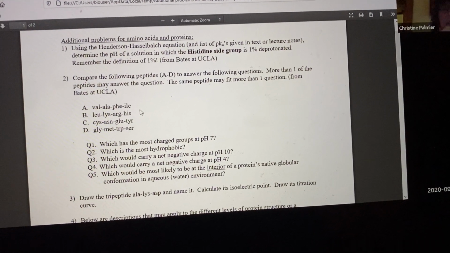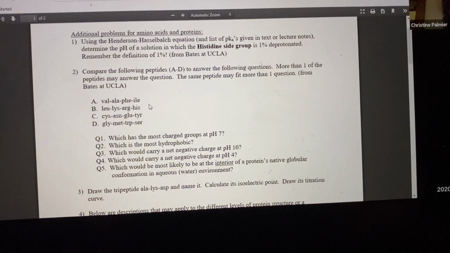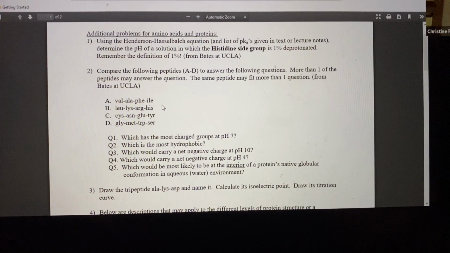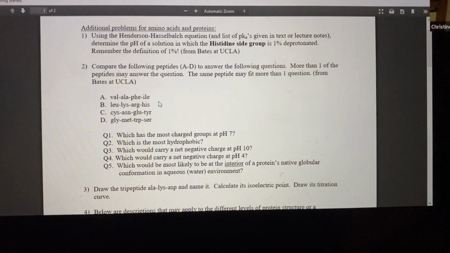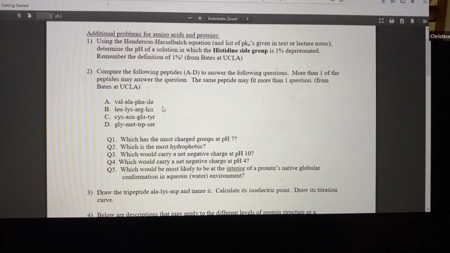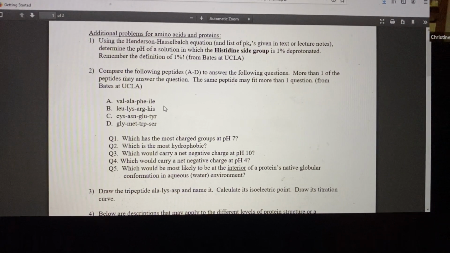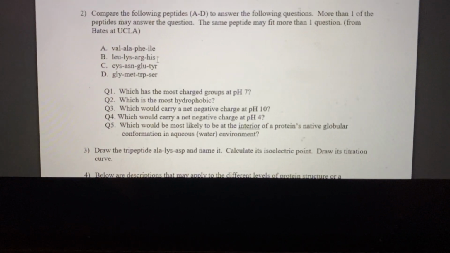Then for question 2, it says compare the following peptides A through D to answer the following questions. More than one of the peptides may answer the question. The same peptide may fit more than one question. Okay, and this is from Dr. Bates at UCLA. I was a teaching assistant for her years ago.